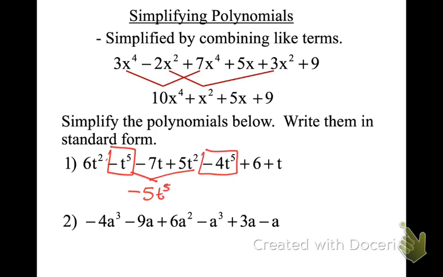Next one. What am I doing? Then I combined 6t to the 2nd and 5t to the 2nd to make 11t to the 2nd. Positive or negative? Positive. Okay, I'm recording and I'm going to appreciate if you stop. Continue if you can answer this correctly and without playing. And then I did negative 7t and positive t. What does that make? Negative 6t.